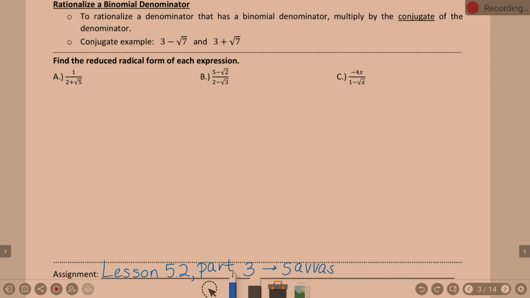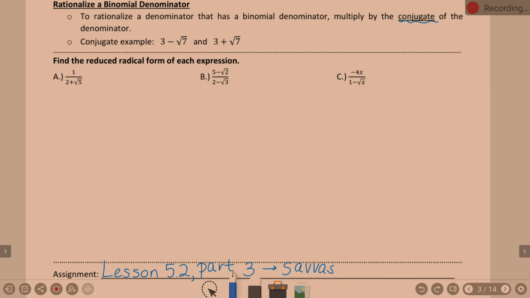So to rationalize a denominator that has a binomial denominator, where 2 pieces are added or subtracted, multiply by the conjugate of the denominator. The example I provided you there is if you're given 3 minus the square root of 7, the conjugate is 3 plus the square root of 7. I feel like we did this some other time somewhere along the way. I don't remember in what scenario, but I think we've done this somewhere, just not with square roots. And if you were given 3 plus the square root of 7, you'd have to multiply by 3 minus the square root of 7.